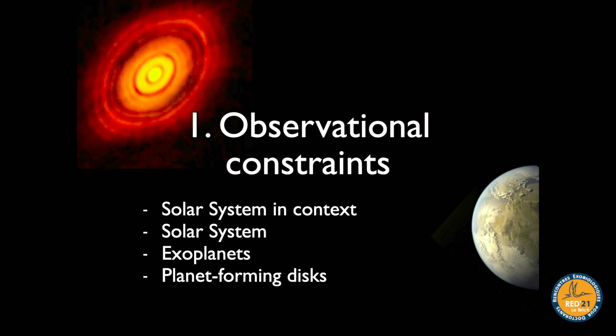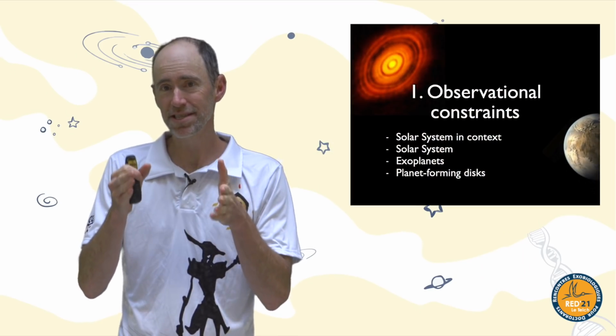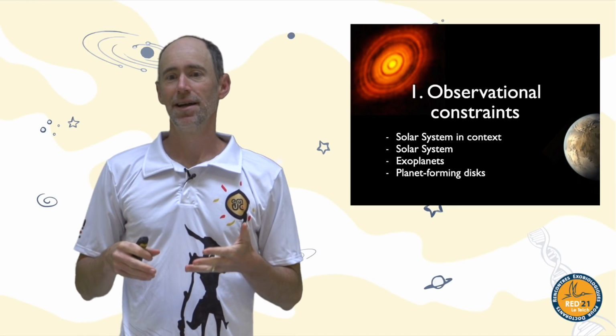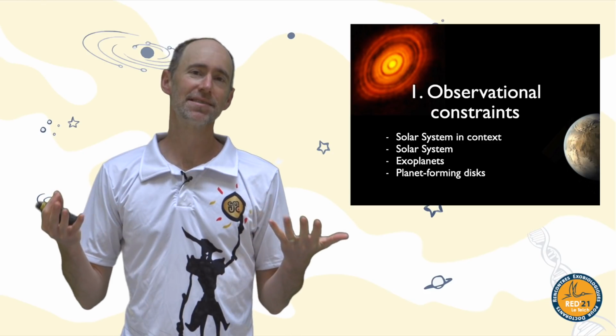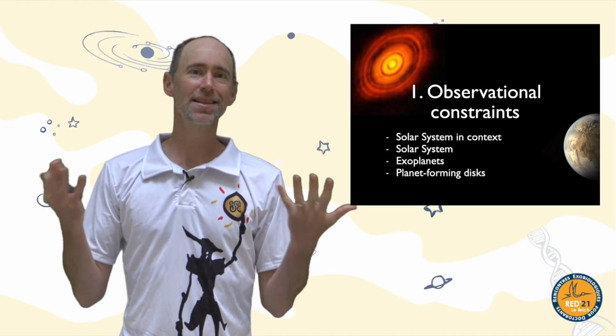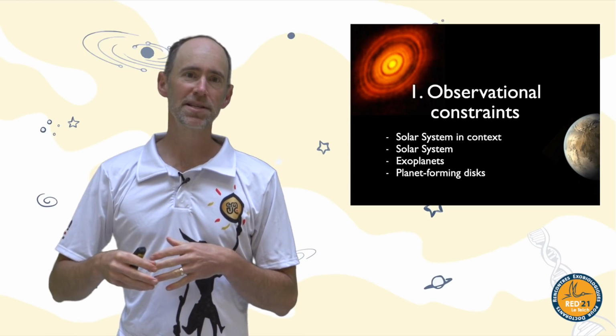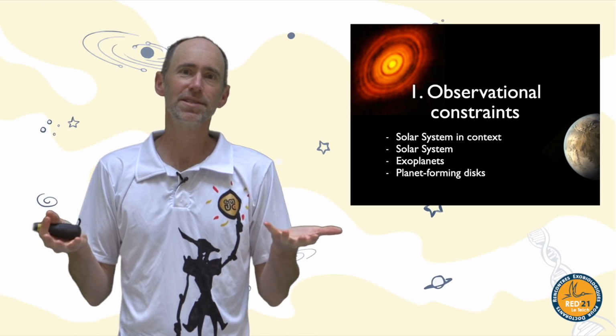So here we go, observational constraints. Within observational constraints, I'm even going to chop it down further. We'll start off with a little thought experiment I like to do that I call the solar system in context. Then we'll talk about solar system constraints, then exoplanet constraints, and then planet-forming disks. There are a lot of these constraints, and I'll keep bringing them up again even in the later sections. But it's key to know why we're doing this.